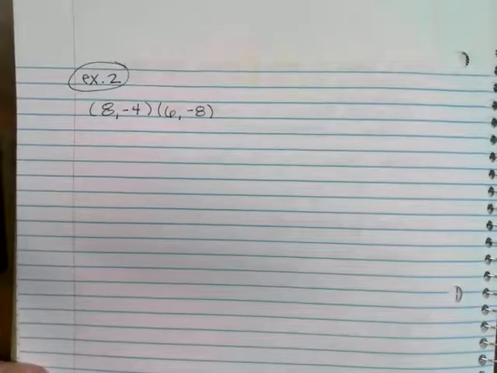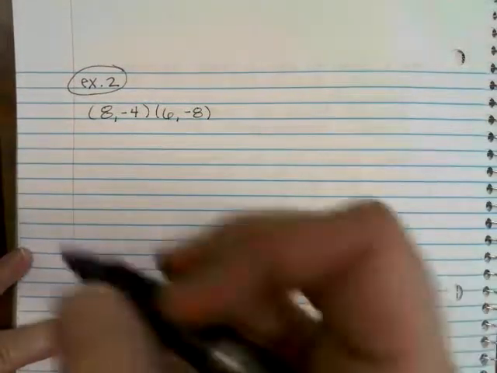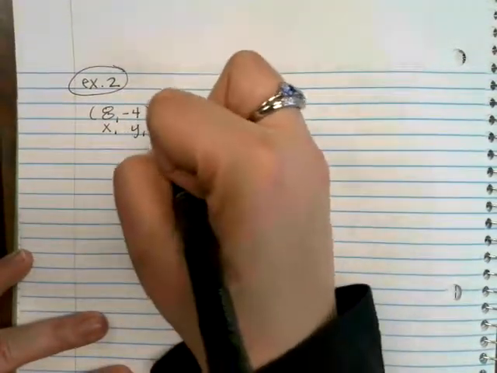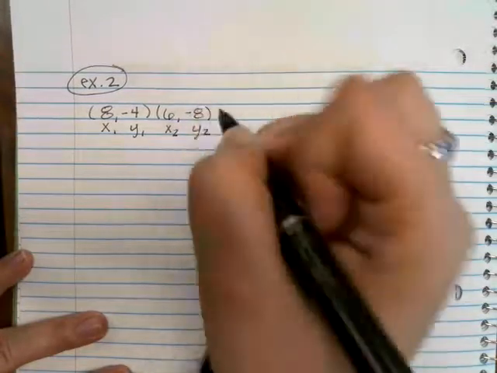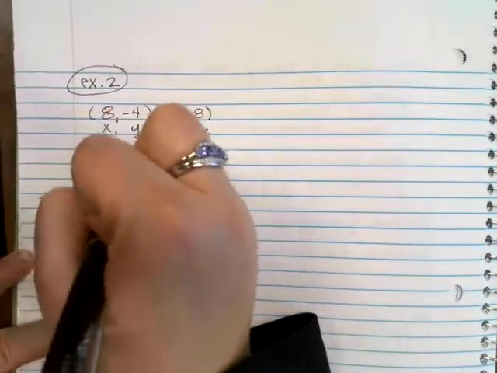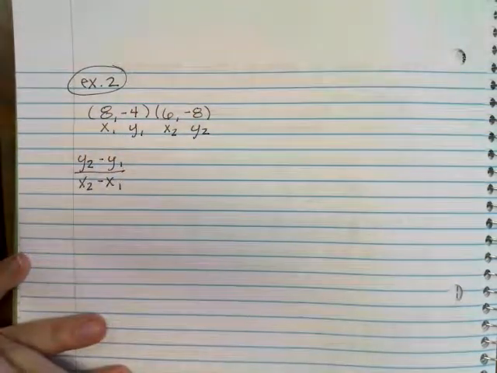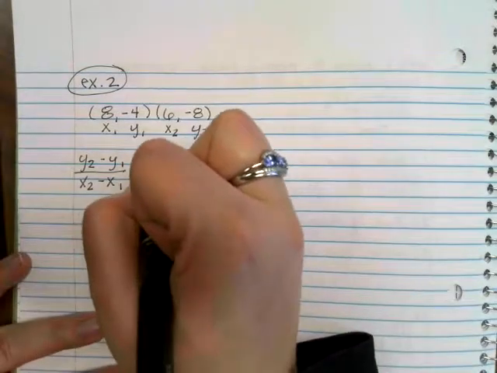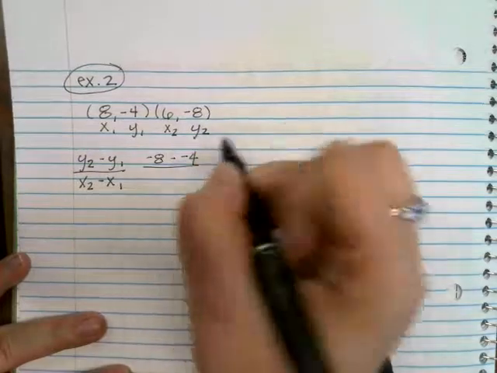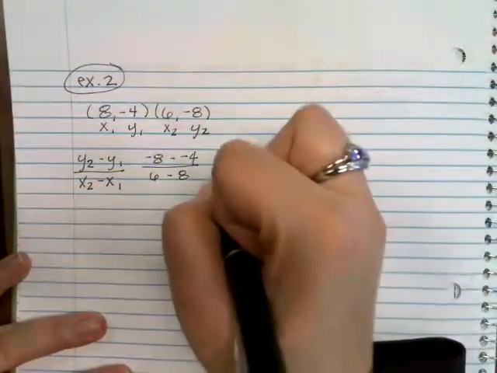Step 1 is now to find my slope. I got ordered pairs, so I need to use my slope formula. x1, y1, x2, y2. Remember, your formula is y2 minus y1 over x2 minus x1. The value for y2, -8, minus a -4 over 6 minus 8.